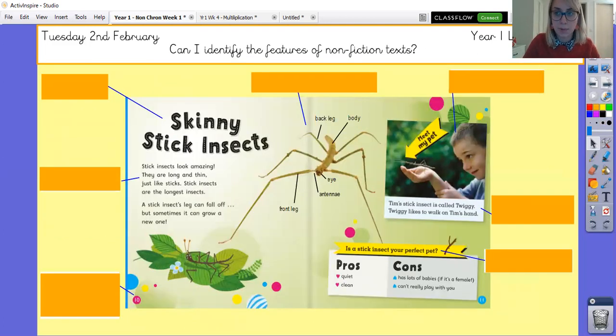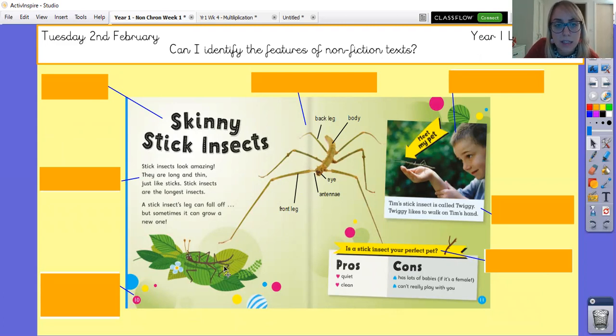So over the next couple of weeks, we are exploring non-fiction. Now remember, non-fiction is information. It's not stories. That's fiction. We're looking at non-fiction text, so information text. And yesterday we explored the features of non-fiction text, and hopefully you enjoyed reading some non-fiction texts at home and identifying the different features. So I'd love to see what you can remember now.